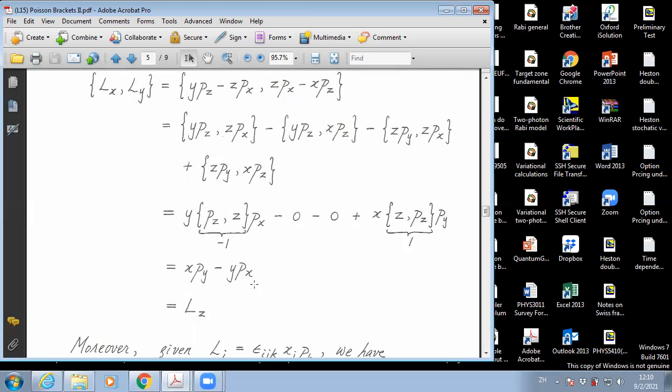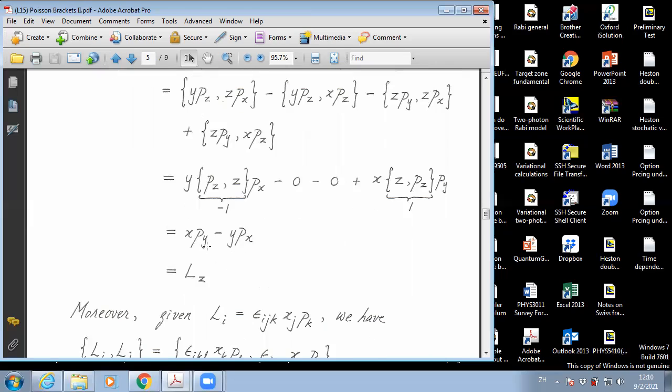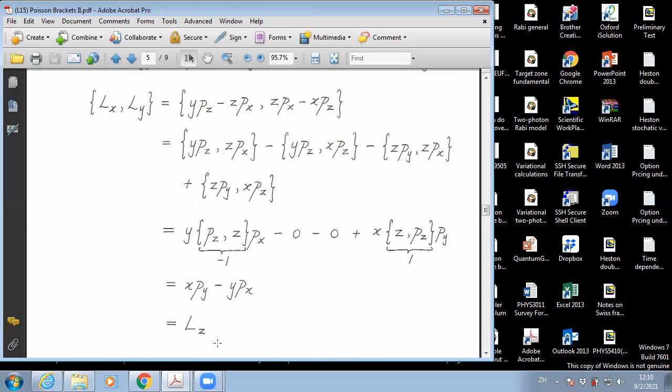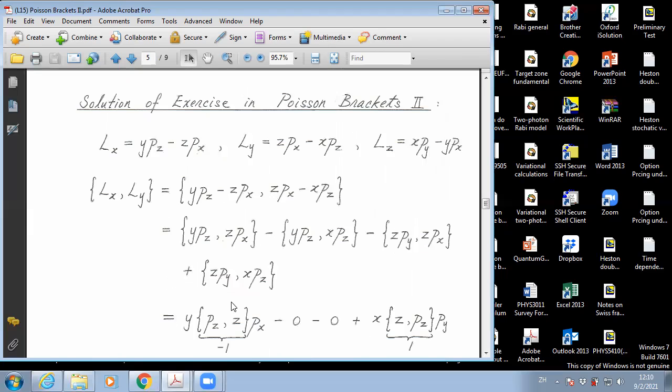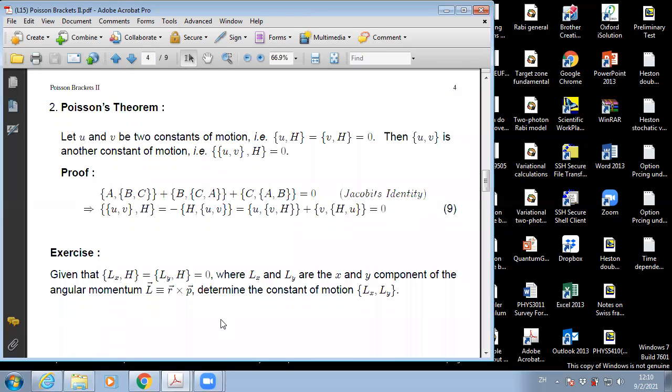Then we combine the results, and we have xpy minus ypx. So we do have Lz. All right, the Poisson bracket between Lx and Ly gives you Lz. So we go back to this exercise here now.